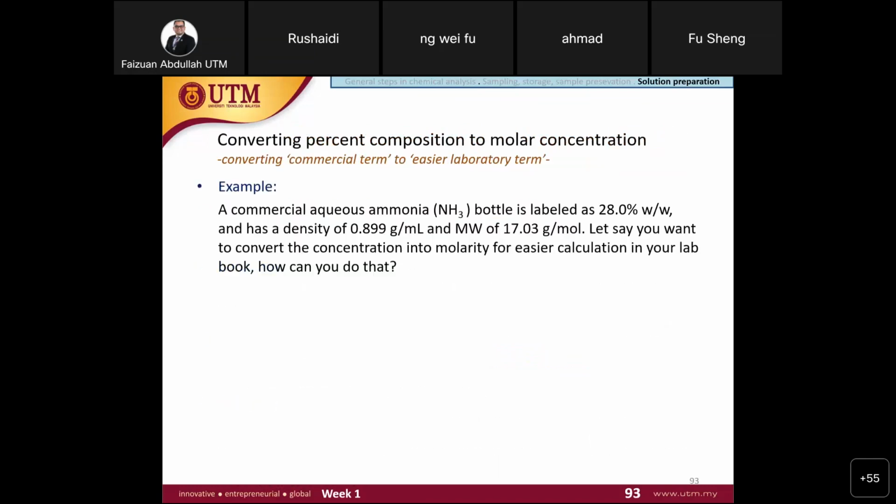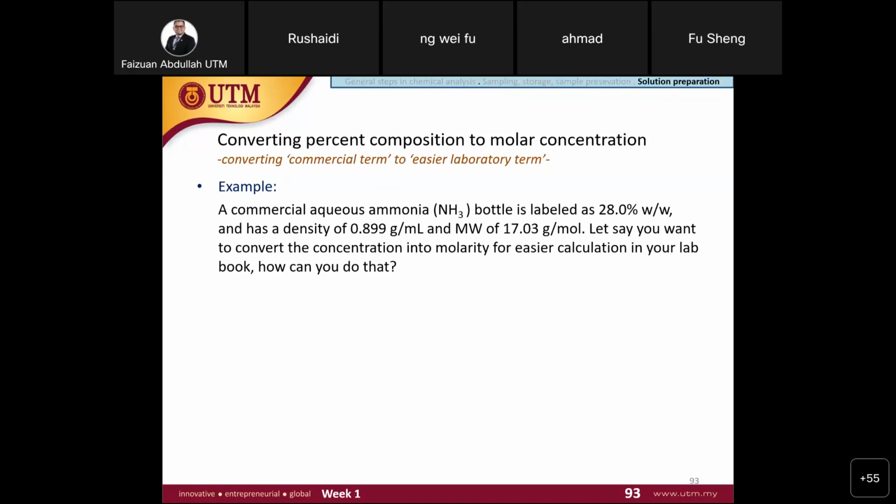There is also an example to convert percent composition to molar concentration. You try to do this example. A commercial aqueous ammonia, NH3, is labeled as 28% weight by weight and has a density of 0.899 gram per mL and molecular weight of 17.03 gram per mole. Let's say you want to convert the concentration into molarity for easier calculation in your lab book. How can you do that? Remember, molarity is number of moles divided by liter, right?